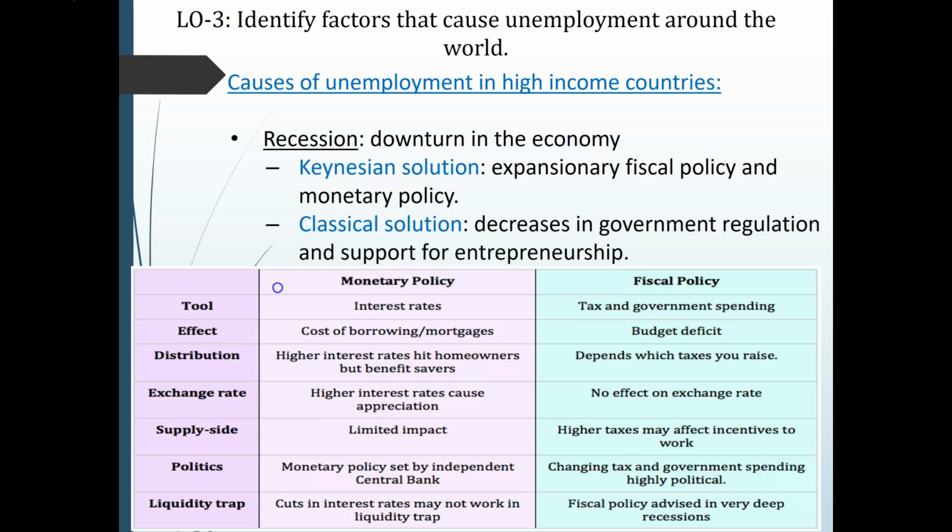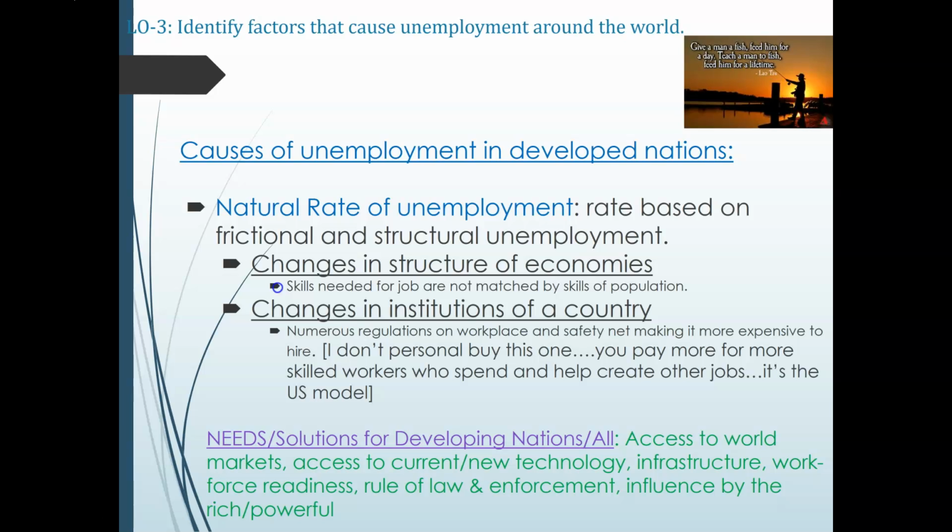And I can tell you Keynesian works well in the short term and classical works better in the long term. And that's exactly what each of those was good for, if you remember back to the Keynesian and neoclassical chapters. So, causes of unemployment in developing and developed nations: we look at the natural rate of unemployment.